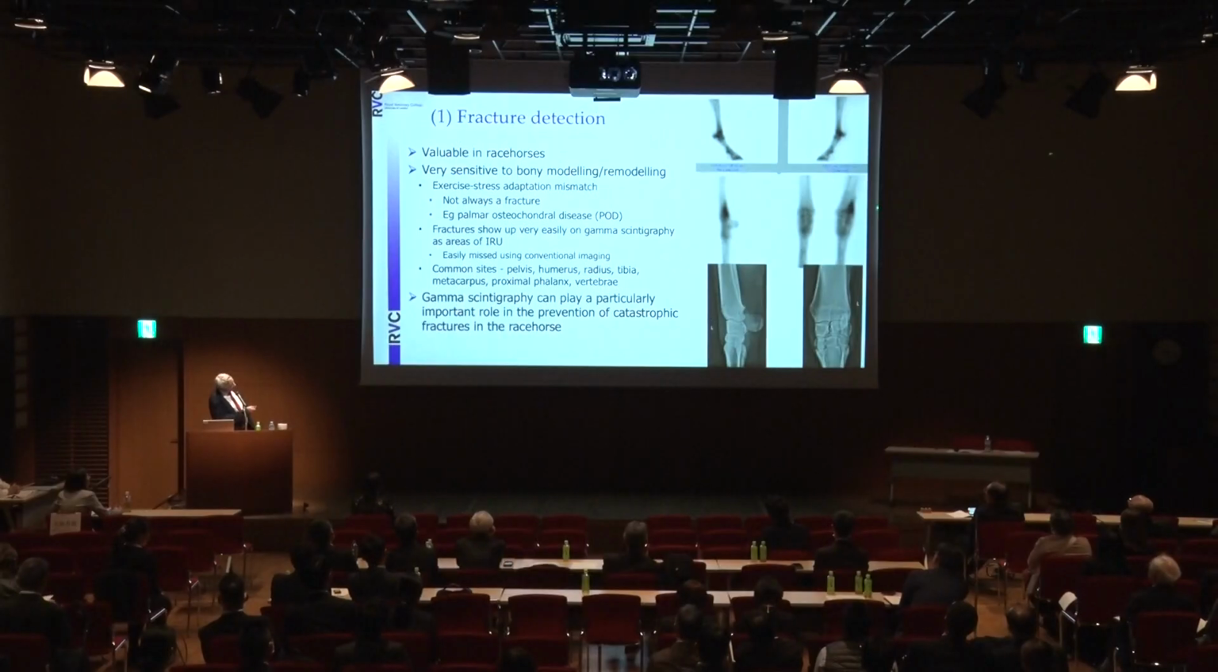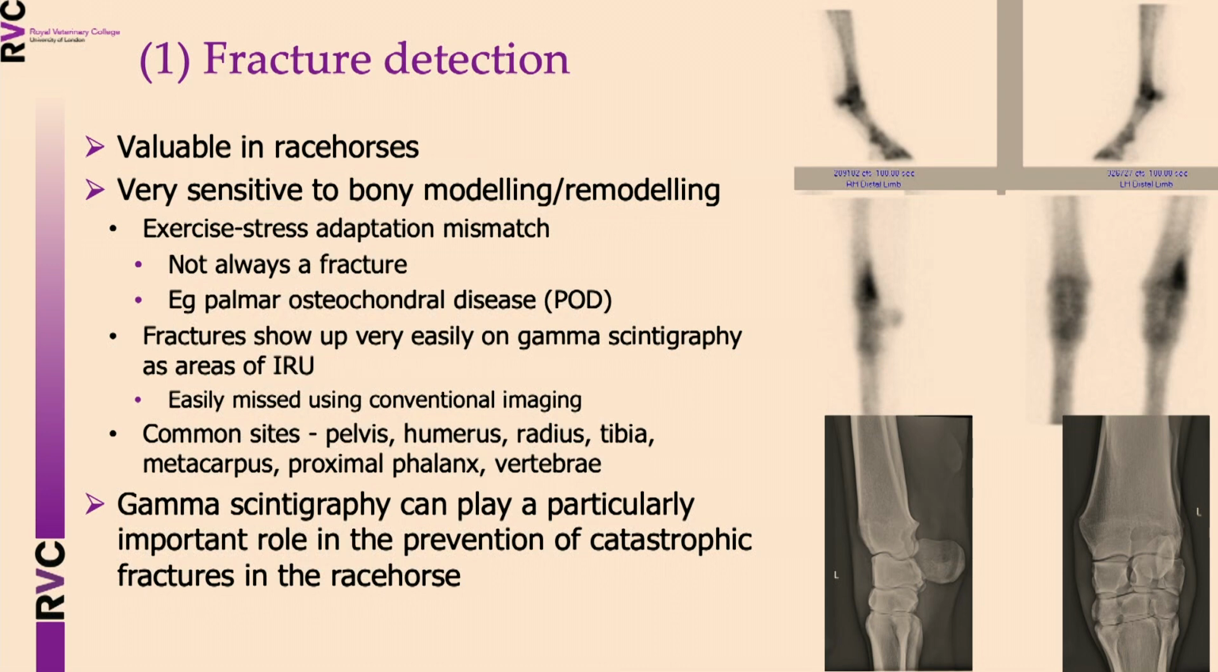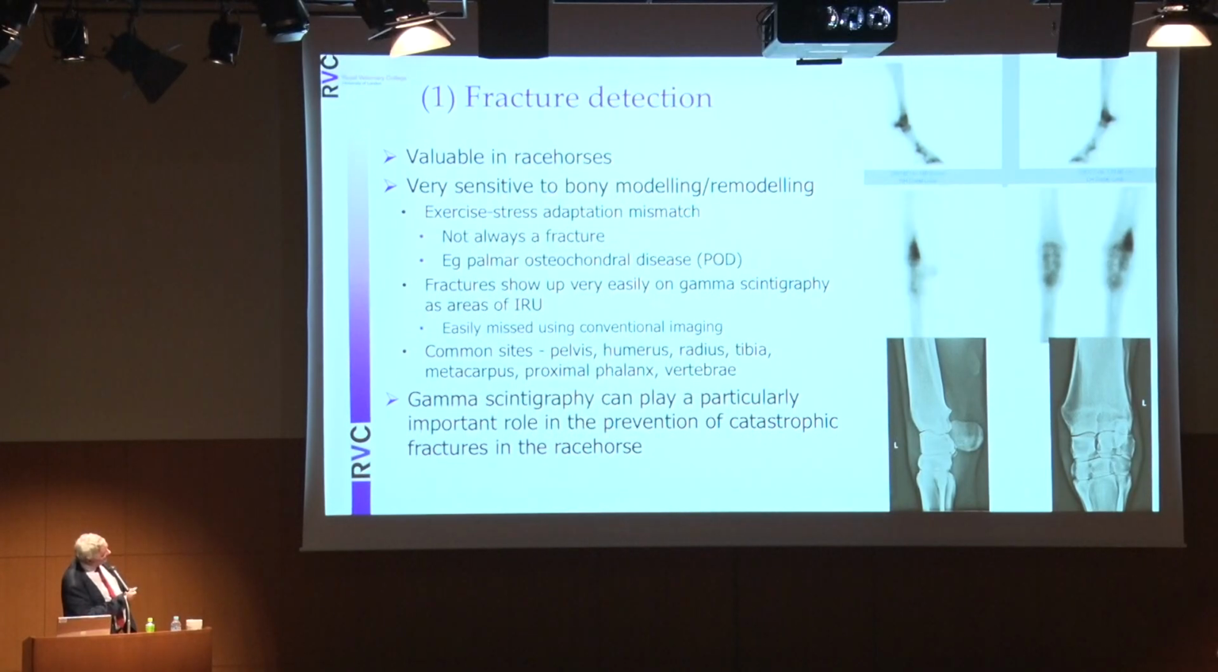And of course, this is not a fracture. Remodeling also increases the uptake of the radioactive substance. And when we do see uptake which we think may be a fracture, we take radiographs. If we don't see a fracture at all, we are more confident that this is just due to the loading of the limb. But we know that fractures are easily missed with conventional imaging, so we must take into account the severity of the lameness.